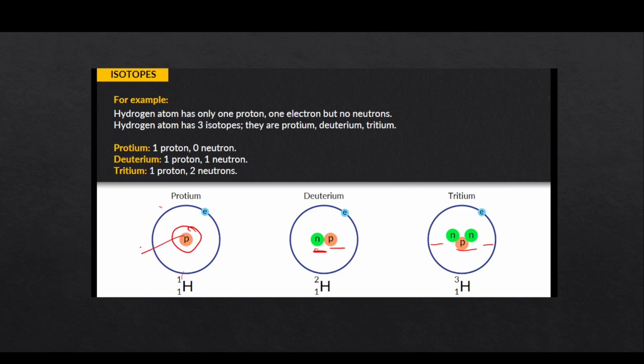So here, because mass number is just the number of protons and neutrons, the mass number is 1. Here the mass number is 2, because neutron plus proton is mass number. Here the mass number is 3. So you can see mass number is different, and why is it different? Because of the number of neutrons. And atomic number is 1, 1, 1, because atomic number is just the number of protons, which is the same here, 1. So at the bottom we wrote atomic number.